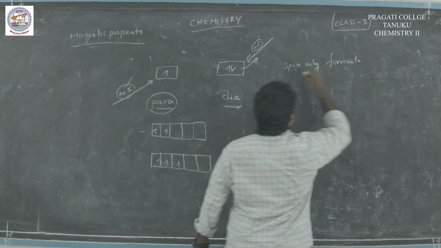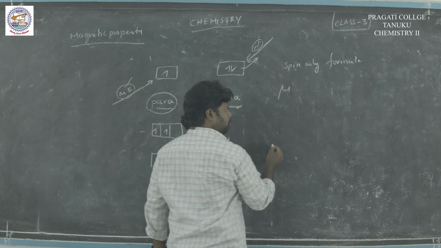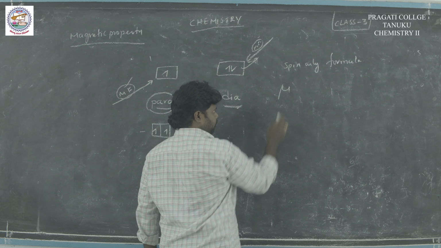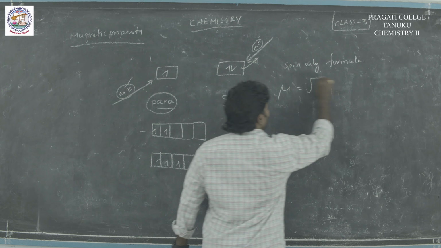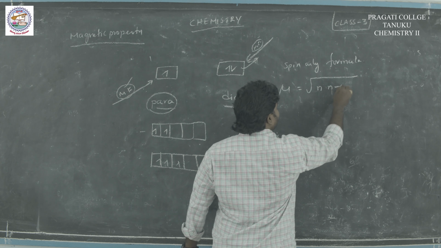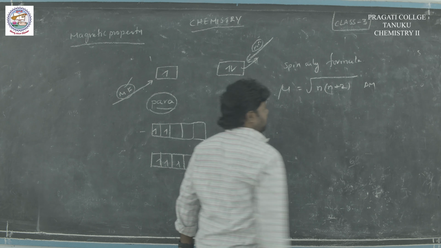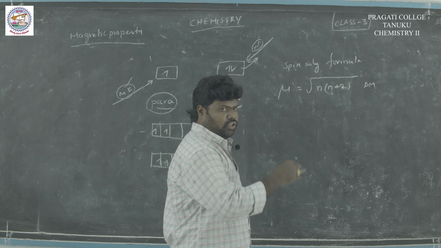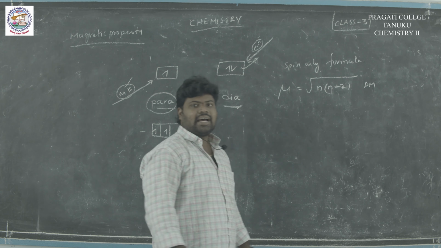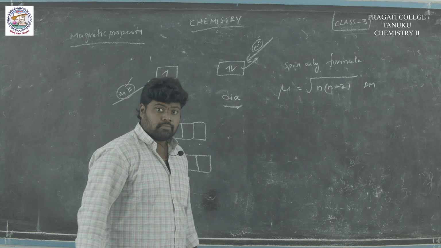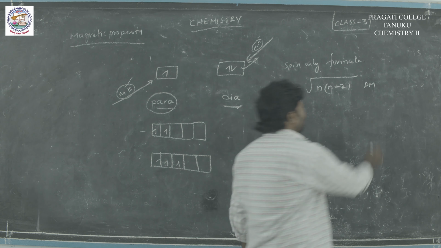The spin only formula is denoted by mu, the magnetic moment, equal to root of n into n plus 2 BM. What is the meaning of BM? BM is the unit of magnetic moment. It is the Bohr magneton. What is the meaning of Bohr magneton?